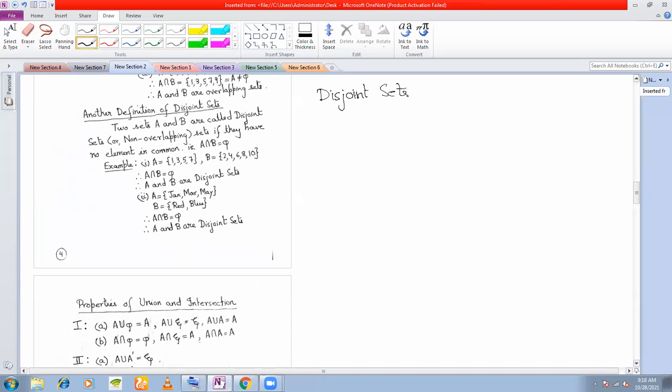Disjoint sets. Two sets A and B are said to be disjoint if their intersection is a null set. If A intersection B is a null set. Whenever you see two sets in which you don't have anything in common, then you say they are disjoint sets. Example.